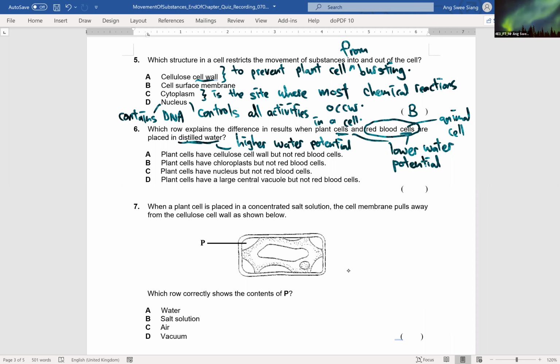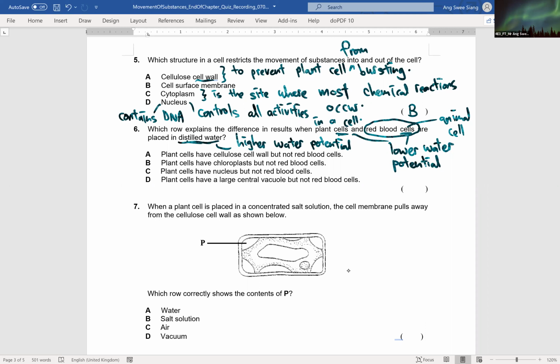So when there is a net movement of water molecules into the red blood cell, eventually the volume of the cytoplasm will increase to a certain extent whereby the cell membrane cannot hold the contents anymore. And that is when the animal cell will burst.